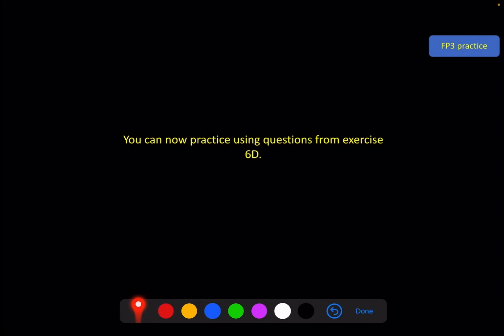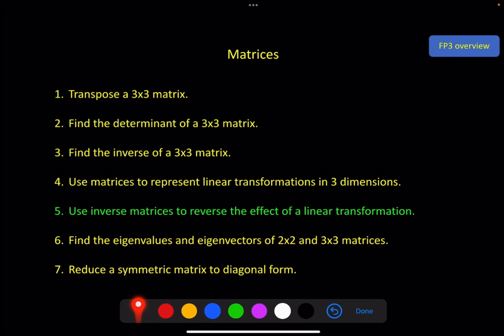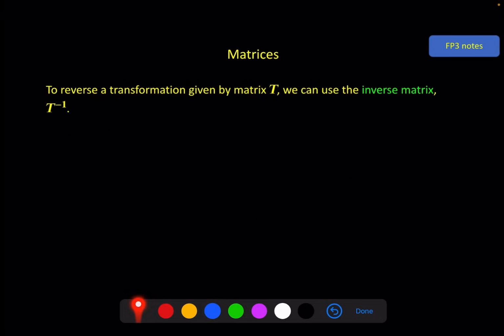But a quick tag on the end here, this one, using inverse matrices to reverse the effect of a linear transformation, the whole idea of that basically is what it says right there. You can reverse the effect of a transformation by using the inverse matrix associated with that transformation. So if we do a transformation T, then we can go back by using the inverse matrix T minus 1.